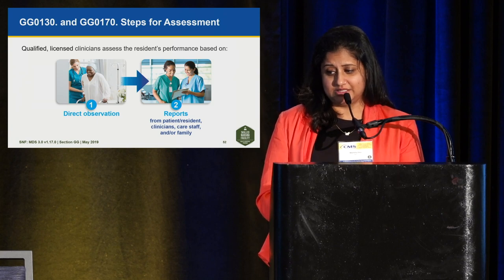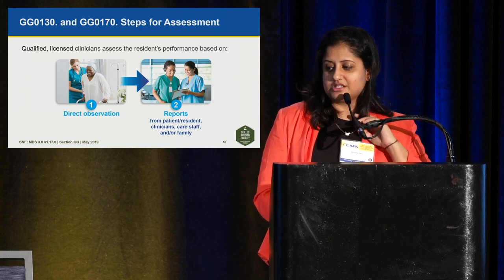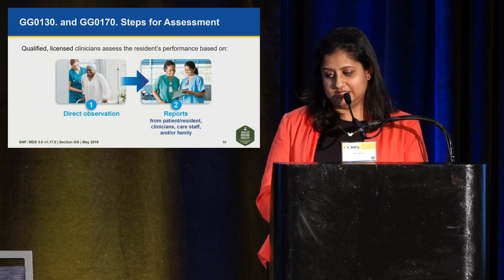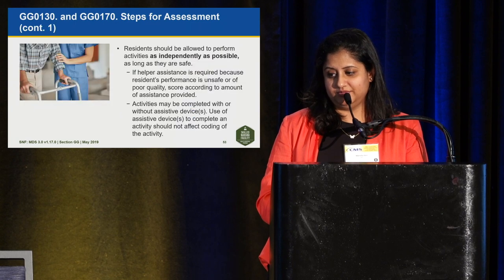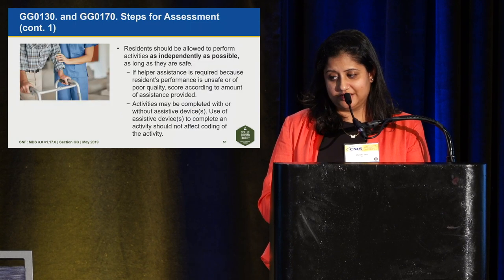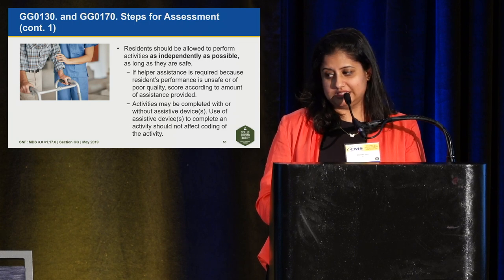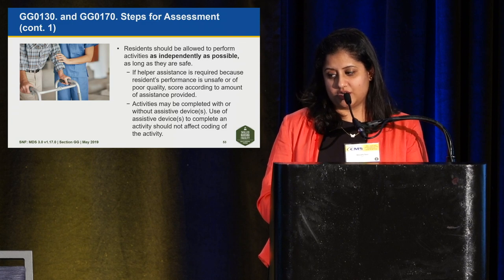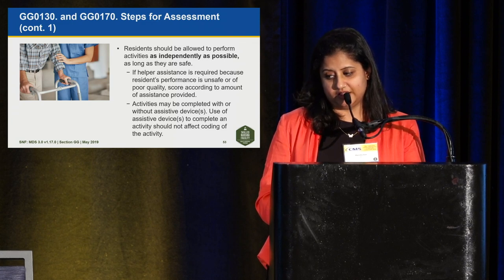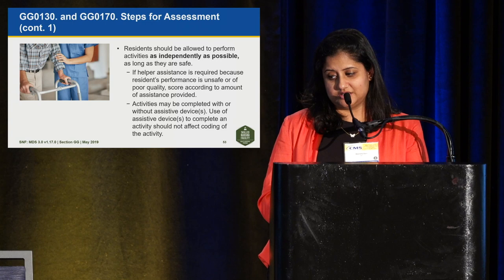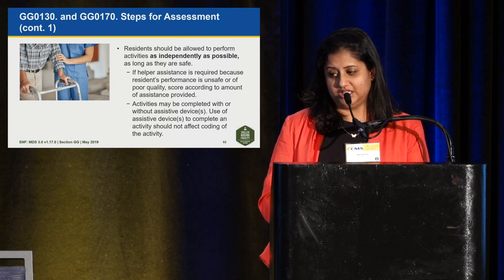So the steps for assessment: qualified licensed clinicians assess the resident's performance based on direct observation, reports from the patient or resident, clinicians, care staff, and or family. The resident should be allowed to perform the activities as independently as possible as long as they're safe. If helper assistance is required because of a resident's performance being unsafe or of poor quality, we ask that providers score according to the amount and type of assistance provided. Activities may be completed with or without assistive devices, and use of assistive devices should not affect coding of the activity.